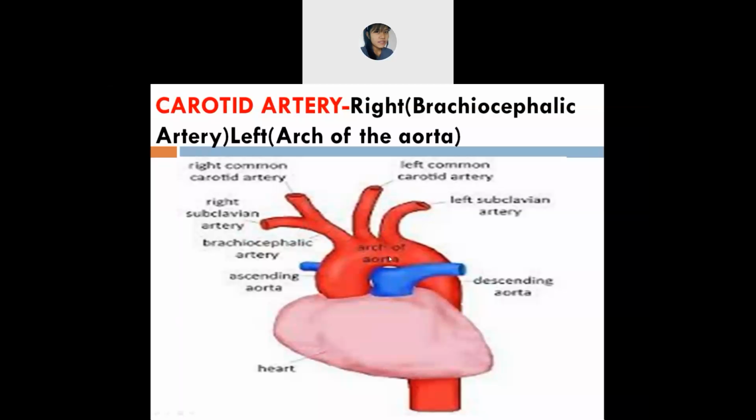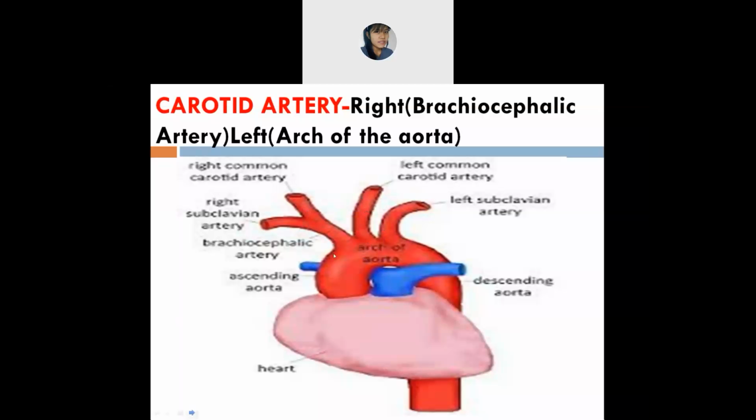The left common carotid artery usually begins from the arch of the aorta. So this is the arch of the aorta, and from it the left common carotid artery usually starts. The right and left common carotid arteries will pass on each side of the neck, carrying blood to the right and the left side.